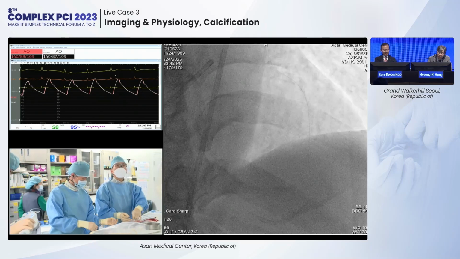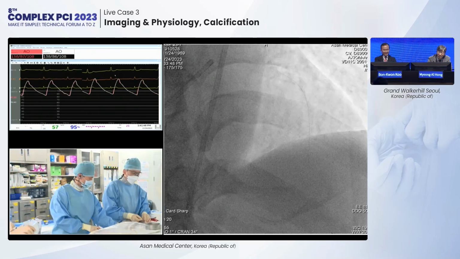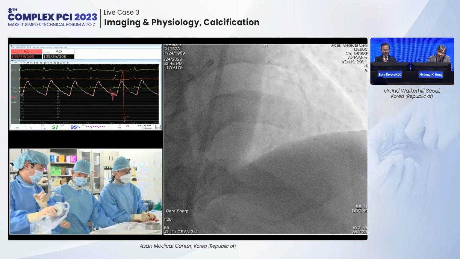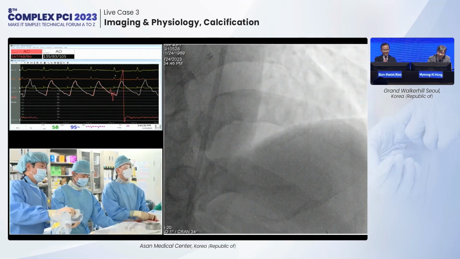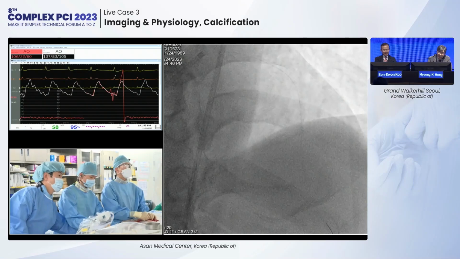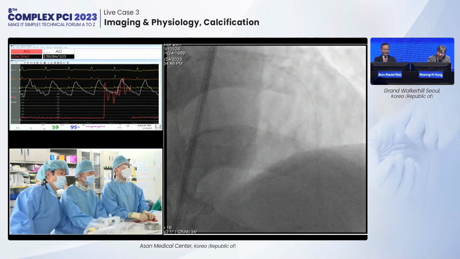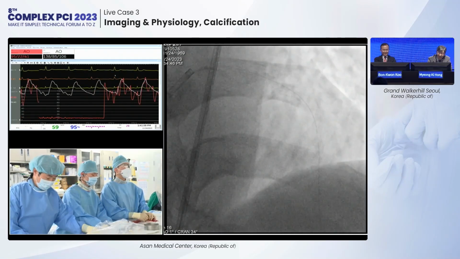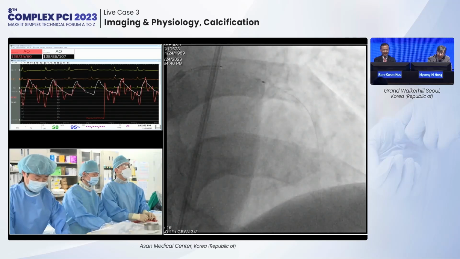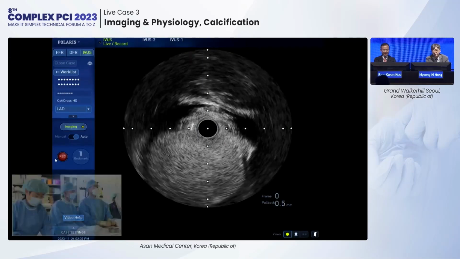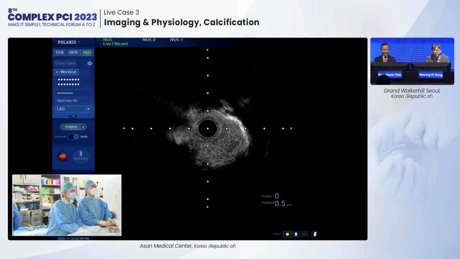Okay, I will check the IVUS first. Here is the proximal LAD. You can show us the proximal LAD. That is our interest.